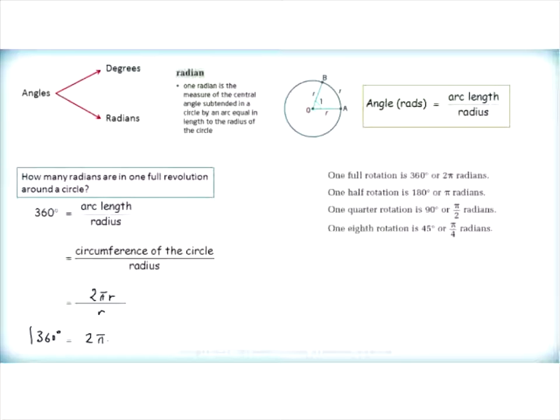Using this simple fact that 360 degrees is equal to 2 pi, we can easily determine some other angles in radian measure. If one revolution equals 2 pi, then half a revolution, or 180 degrees, is equal to pi. 1/4 of a revolution, or 90 degrees, is equal to pi over 2, and 45 degrees is pi over 4. Many of these you need to memorize. 90 degrees is pi over 2, 45 is pi over 4, 180 is pi, 360 is 2 pi.